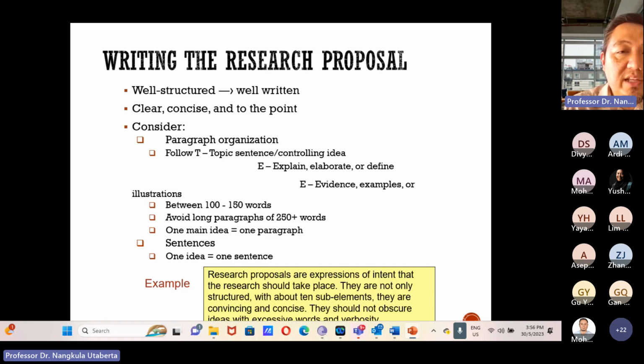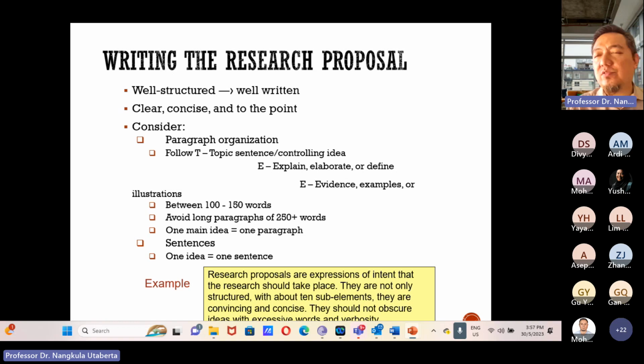So when you write a research proposal, it should be well structured, well written, clear and concise, and to the point. Paragraph organization: when you write a paragraph, start with the topic sentence, explain, elaborate. This is what you can identify. You might put an illustration. Avoid long paragraphs.